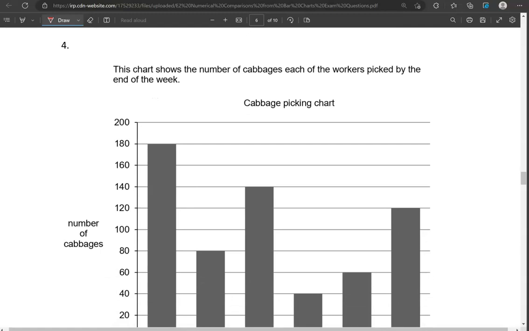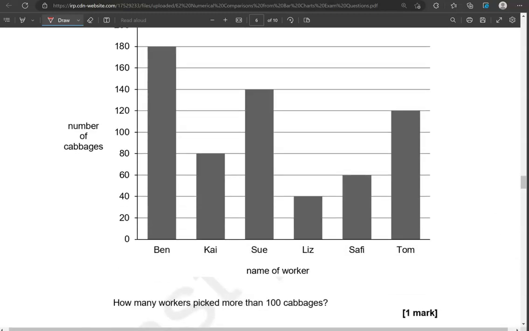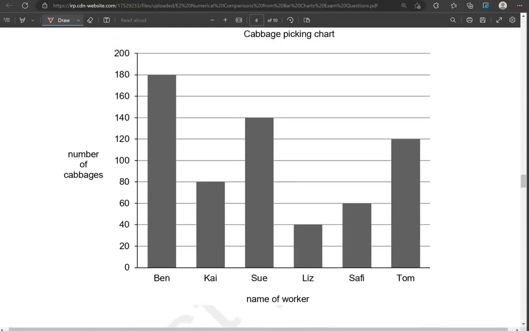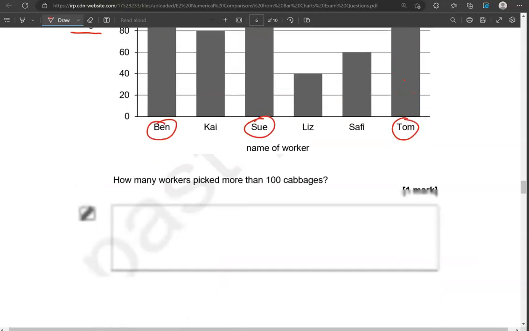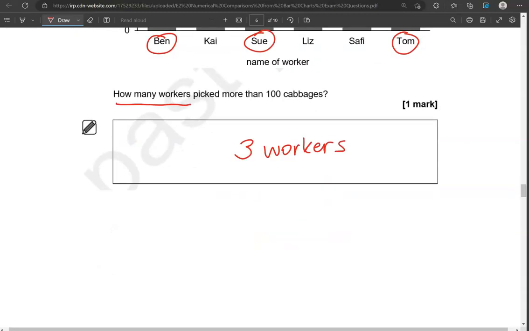This chart shows the number of cabbages each of the workers picked by the end of the week. How many workers picked more than 100 cabbages? So that is 100 cabbages. These children, 100. So that is Ben, Sue and Tom. That is three people, three workers. Because the question this time is asking how many workers, not who they are.